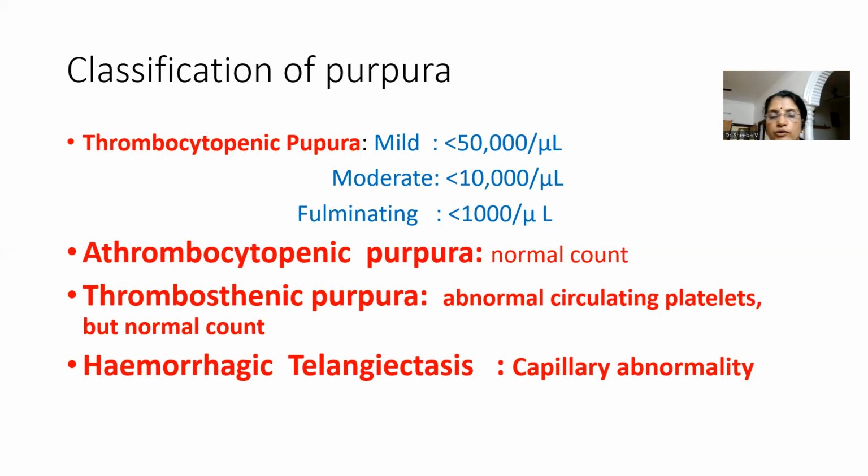Okay. Then in non-thrombocytopenic purpura, the platelet count is normal, but the circulating platelets are abnormal, so they cannot do their normal function. Okay. That covers the hemorrhagic disorders, mainly hemophilia and thrombocytopenia.